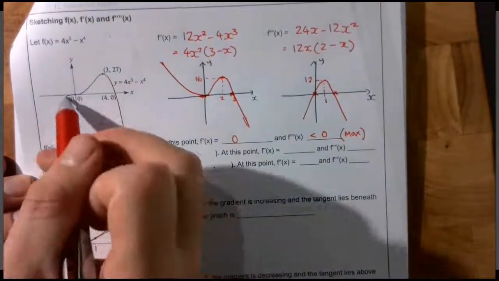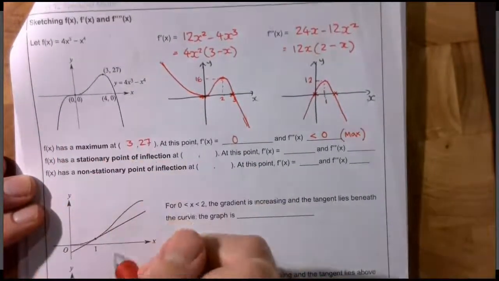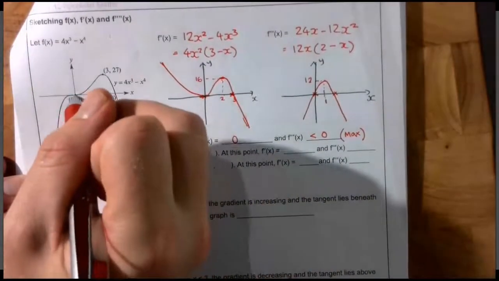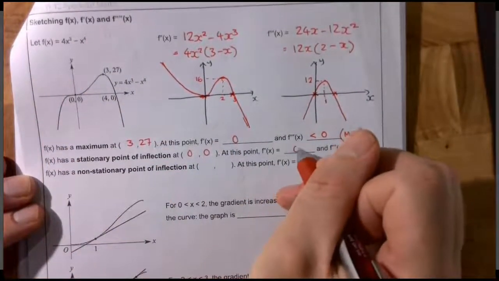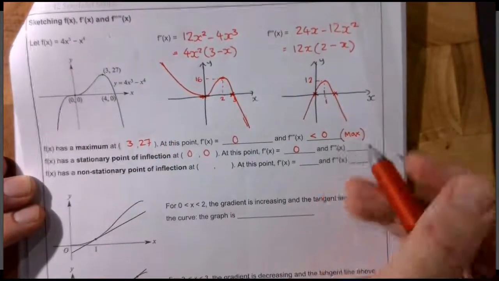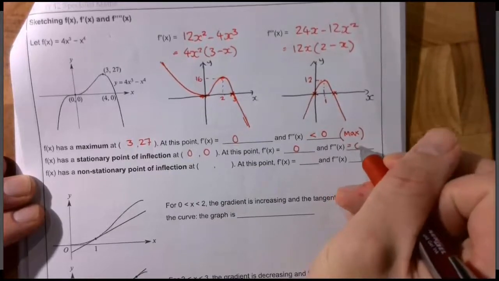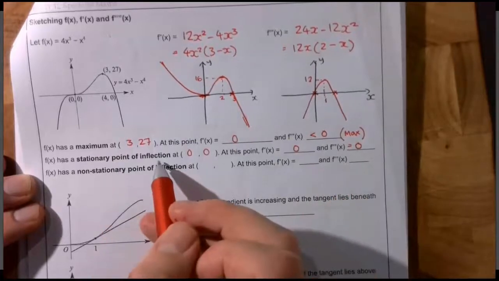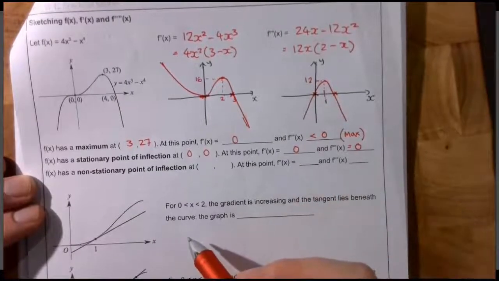The other interesting point on the original function here is (0, 0), and we call this a point of inflection, and it's stationary because at that point the gradient is 0. So dy by dx equals 0, we can see that here, this point on the gradient function, and f dash of x is also equal to 0. And that is another property of points of inflection, that where they're stationary, f double dash of x equals 0.